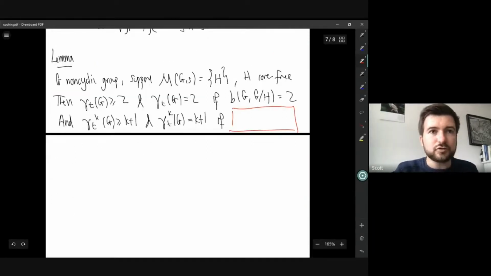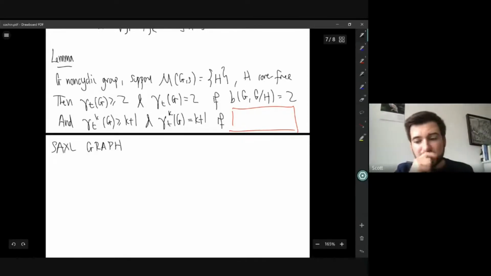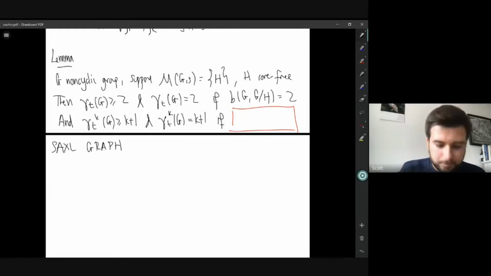So I need to introduce a final graph. I'm going to finish with a graph. It's called the Saxo Graph. So this was introduced by Michael Giudice and Tim Burness a couple of years ago, and is named after Jan Saxo and his project for trying to classify the primitive groups with base size 2.